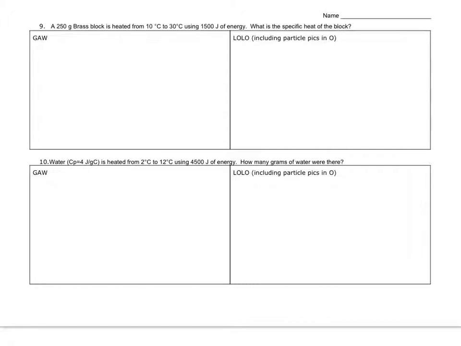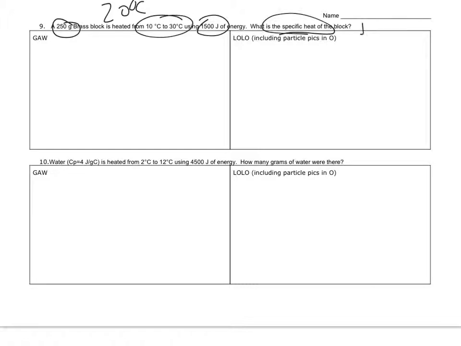Okay, I'm going to explain 9, 10, 11, and 12 today. So we've got a 250 gram brass block that is heated from 10 to 30. I'm just going to underline that and write down that that's a 20 degree change, using 1500 joules of energy, and it's 250 grams. So what is the specific heat of the block?